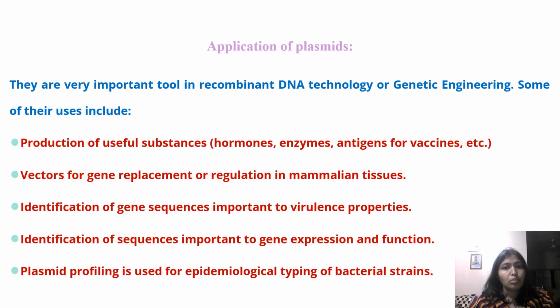So these are some applications. Plasmids are important tools in recombinant DNA technology or genetic engineering. Some are given below: production of useful substances like hormones, enzymes, and antigens for vaccines. These are the applications, and factors for gene replacement or regulation of mammalian tissue. Identification of gene sequences important to virulence properties. Identification of sequences important to gene expression and functions. Plasmid profiling is used for epidemiological typing of bacterial strains. So these are all about the applications. So this is all about plasmid details.